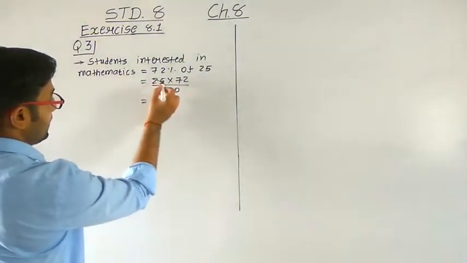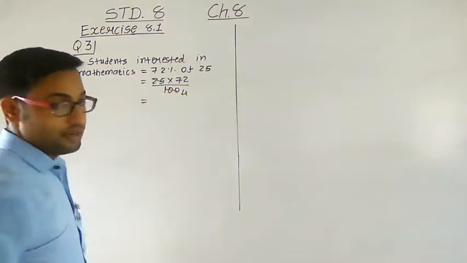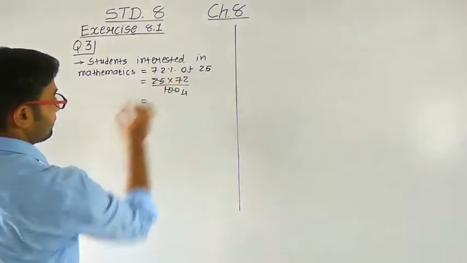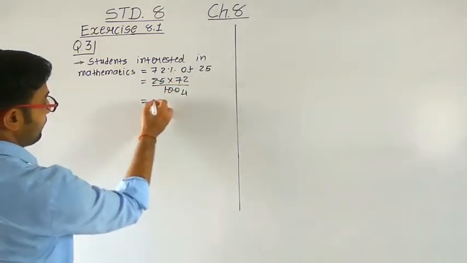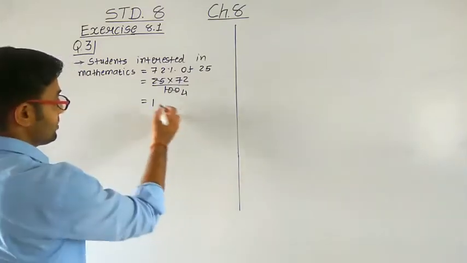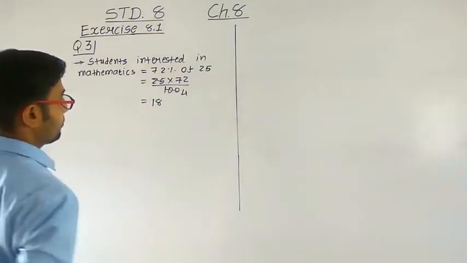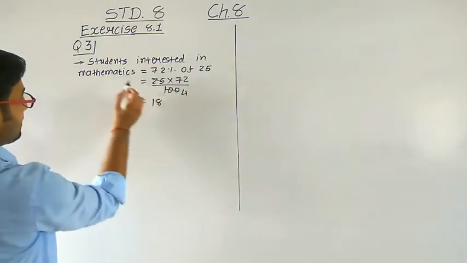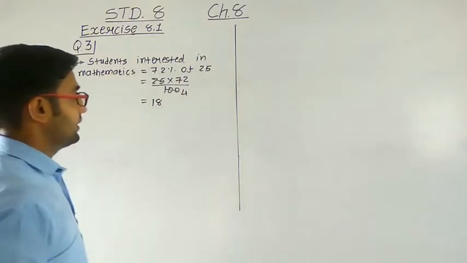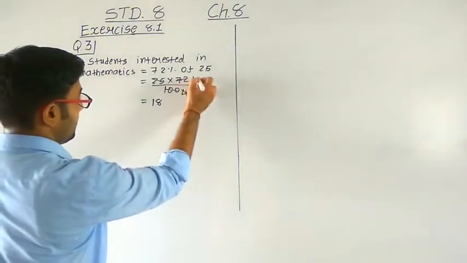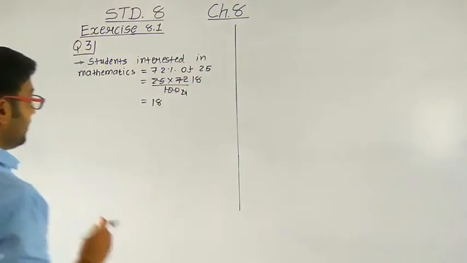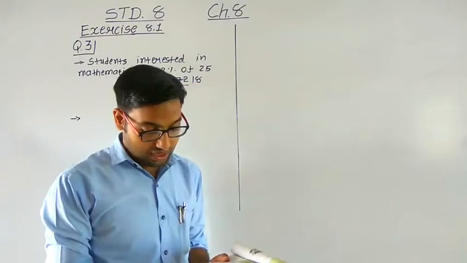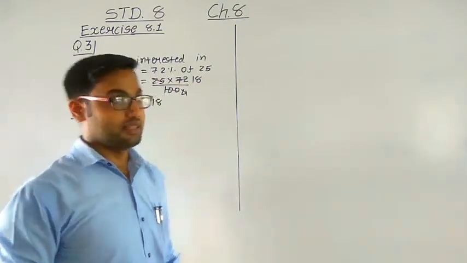So when we cut it, we get 25 for the 100. Now when we cut this 72 with the 4, what will we get? 4 ones are 4, 3 is the remainder, 32 is there, so 4 eights are 32. So we get 18, that is the students interested in mathematics, which is equal to 18. Now we have to find how many students are not interested in mathematics.